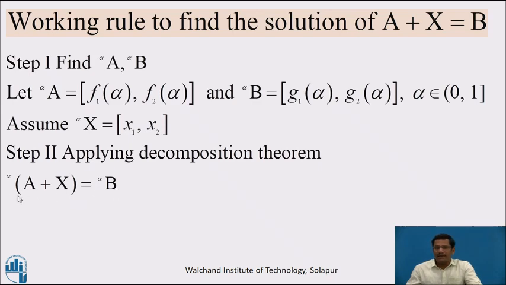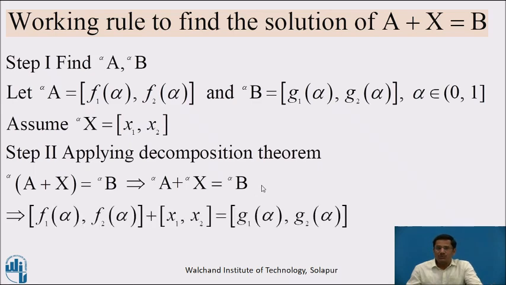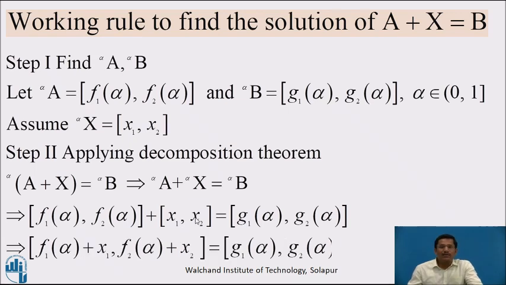On the left side, applying the decomposition theorem, we get alpha cut of a plus alpha cut of x equal to alpha cut of b. Now here we know the alpha cuts of these three fuzzy numbers. Substituting their expressions, we have this new equation. On the left side, it is the addition of two closed intervals. We know that closed intervals are added position wise, that is, the first point is added with the first point and the end point is added with the end point. Now adding them, we have this new equation.